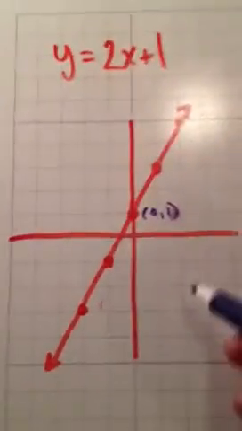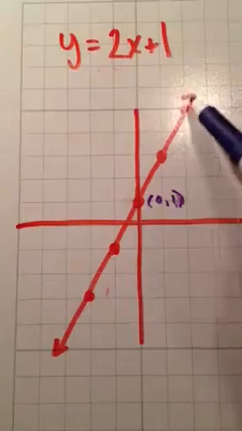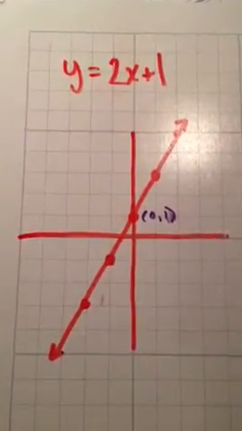Let's just do that again. Okay, so 0, comma 1. And you could do all the points you want. Of course, this little arrow and this little arrow means that line goes on forever.